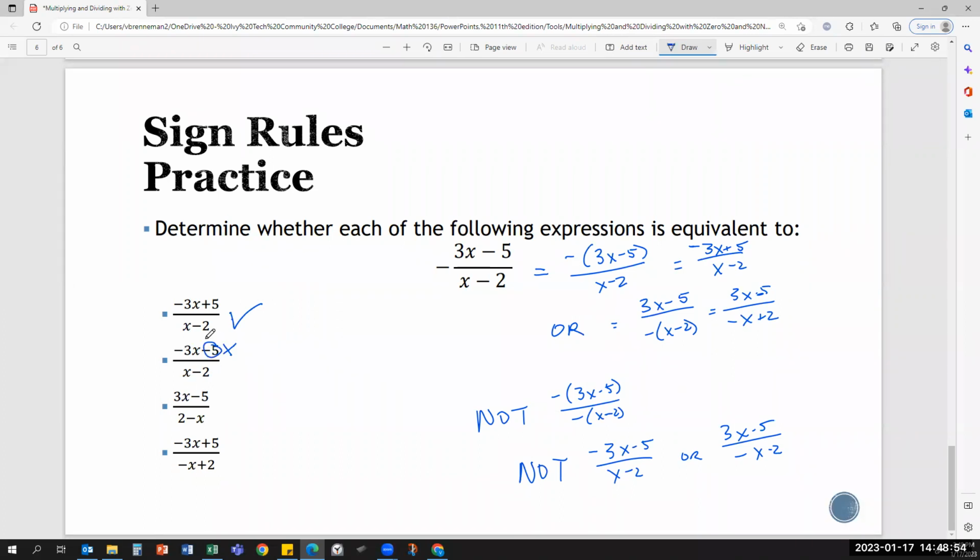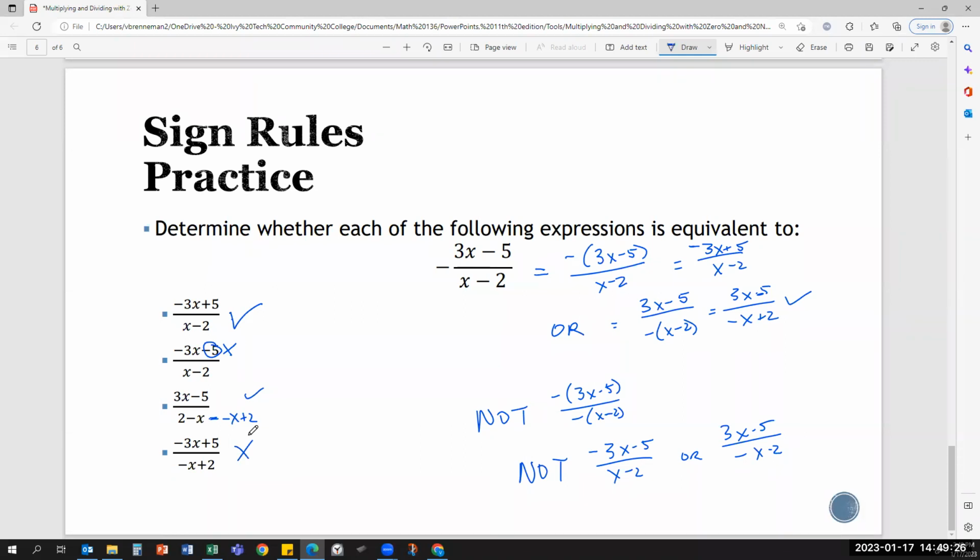So we've switched the sign on the 3x, but not on the minus 5. No good there. 3x minus 5 over 2 minus x. 2 minus x is the same as negative x plus 2. So that's my second option that was correct, with the 3x minus 5 unchanged. And then negative 3x plus 5 over negative x plus 2, that's applying the negative to both the top and the bottom. So that one's no good.